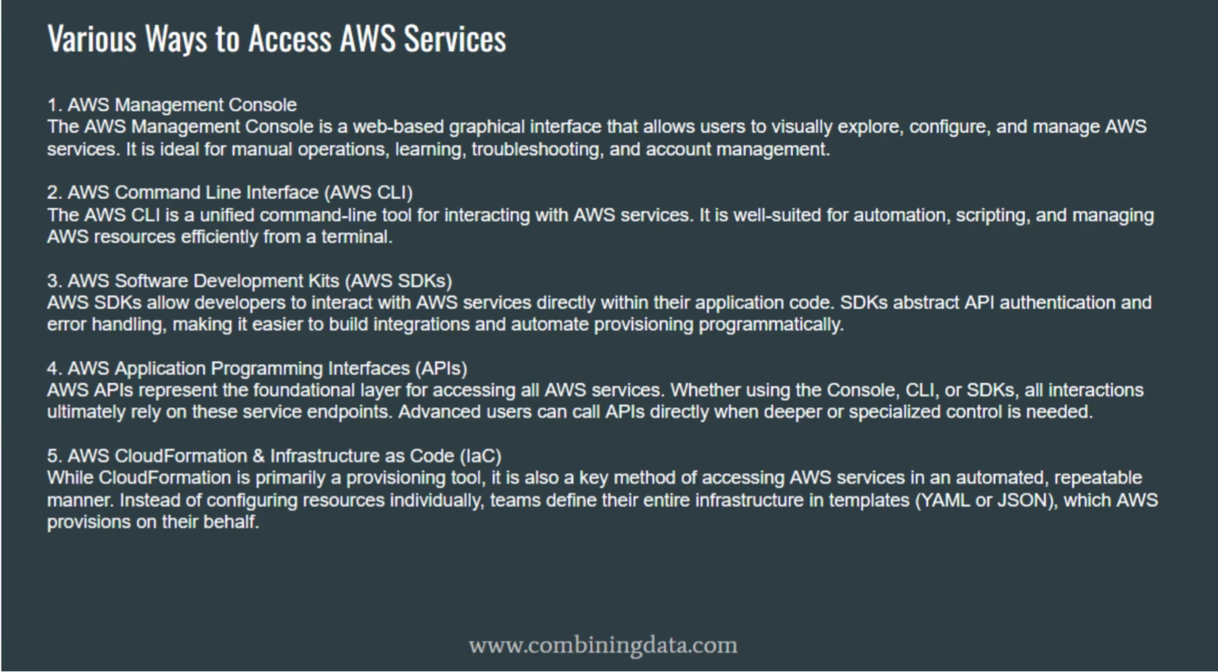Key benefits. Infrastructure is version controlled like software. Environments are consistent and repeatable. Fewer manual errors. Stronger governance and compliance. Example: a DevOps team uses CloudFormation templates to deploy identical environments for development, testing, and production. Exam tip, very important: if the question mentions repeatable deployments, templates, or infrastructure as code, the answer is AWS CloudFormation.